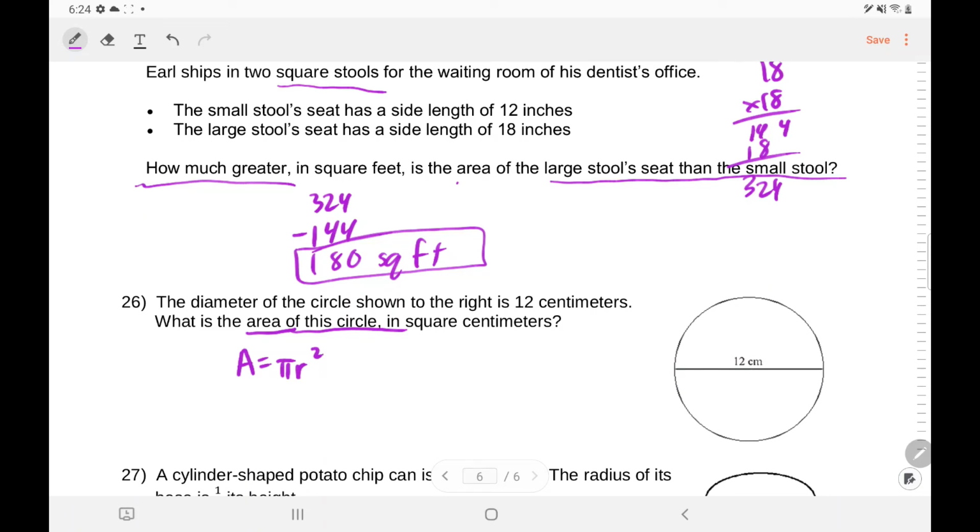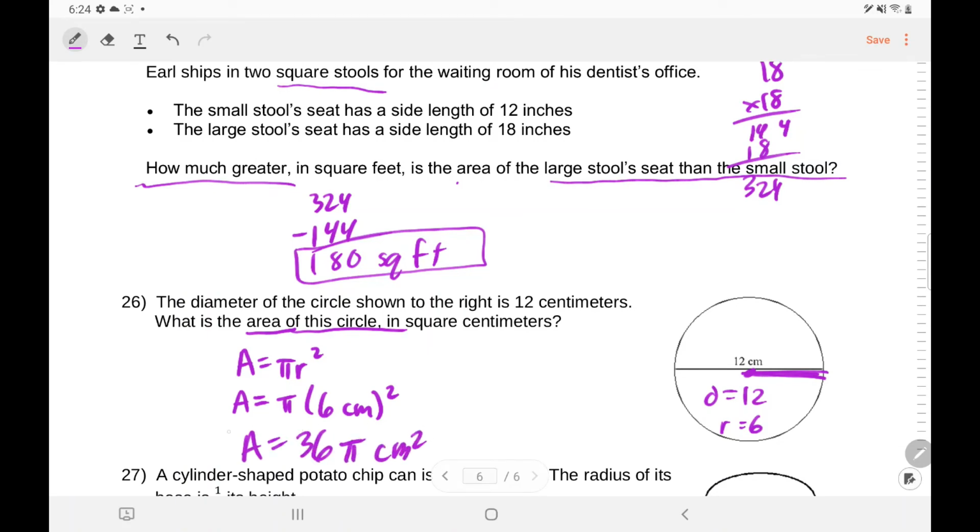So let's substitute radius into it. Diameter is 12, so d equals 12. Therefore, the radius is half of that length, which would mean it's 6 centimeters. So A is equal to pi times 6 centimeters squared. 6 centimeters times 6 centimeters gives us 36 centimeters squared. So our final answer is 36 pi centimeters squared.